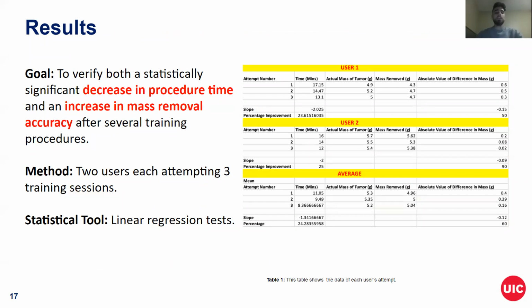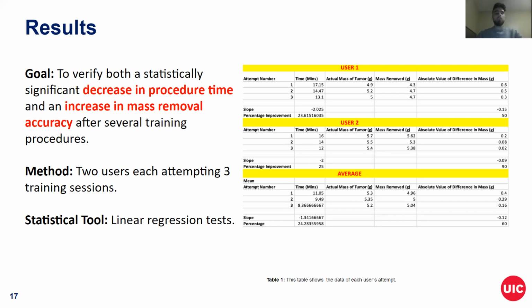As you can see in the table on the right, we recorded the time of each attempt for each user. We also recorded the actual mass of the tumor and then compared that with the mass removed during each attempt. The final column of the table shows the absolute value of the difference between the actual mass of the tumor, which is the third column, and the mass removed during the specific attempt, which is the fourth column. This value in the last column represents how accurate the user was in terms of mass removal.